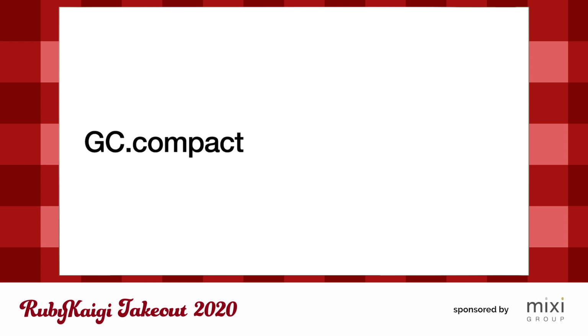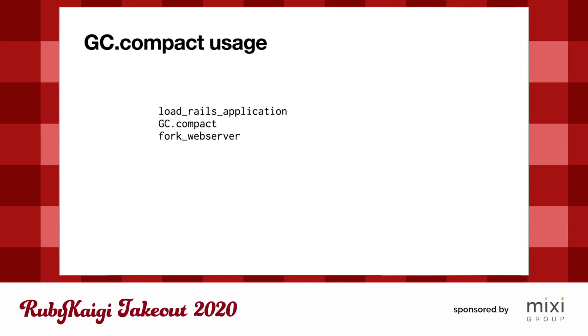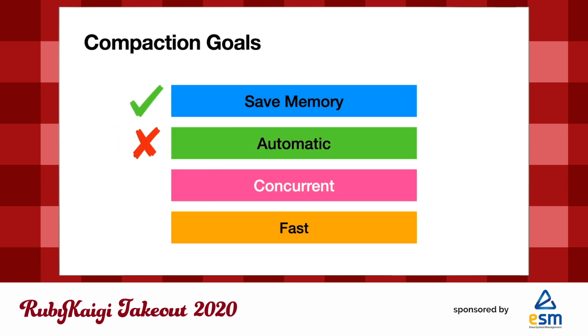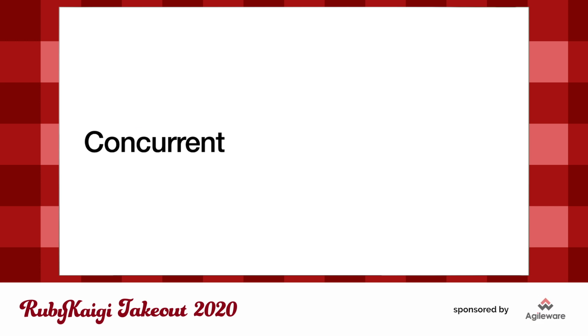But today, you have to specially call GC compact in order for it to run. So, for example, we use it like this. First, it loads the Rails application, then it compacts the heap, and then it forks the web server. We have to call GC compact ourselves, so this is clearly not automatic. So this goal is not met.